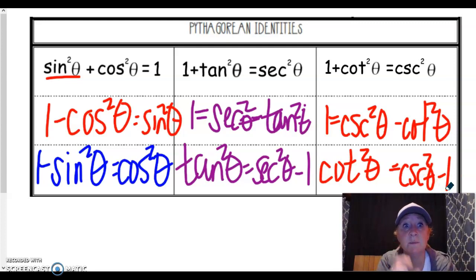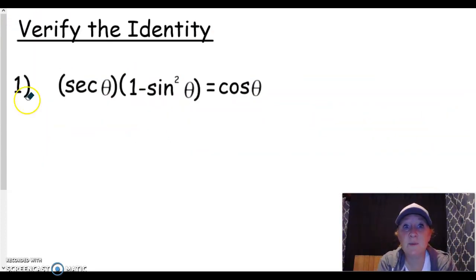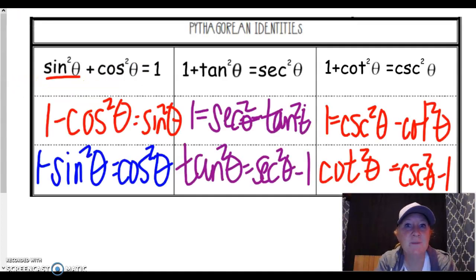Super valuable to be able to put those different ways. So those are some main things. And then momentarily, we're going to verify the identity, but that'll be the next video. Oh my gosh, that's so fun. You're going to love it.